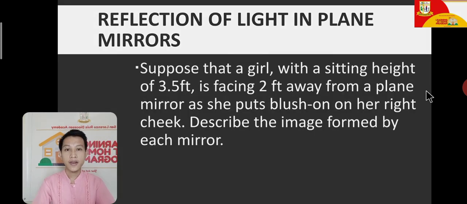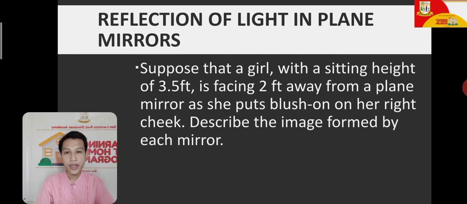Okay? Now, let us apply those characteristics of images formed by plane mirrors to this sample problem. So, suppose that a girl with a sitting height of 3.5 feet is facing 2 feet away from a plane mirror as she puts on blush on her right cheek. Describe the image formed by the mirror.